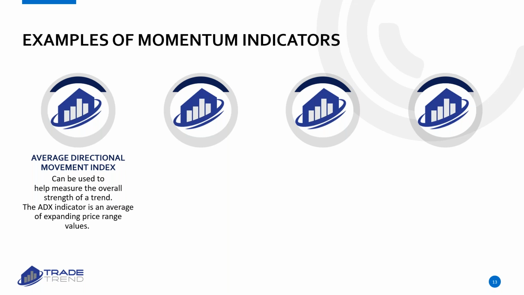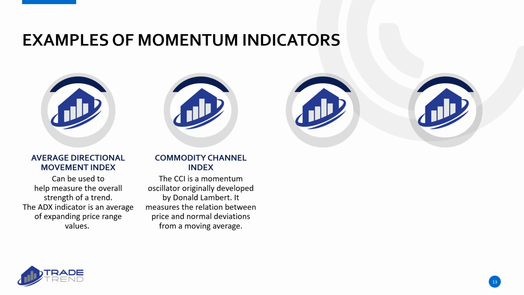It comes down to how you interpret that information and then how you apply it to a specific strategy and to the markets. So the first, many of you have probably seen, is the average directional movement index, often called the ADX. This one you can use to help measure the overall strength of a trend. It's got some valuable information, and it does have some lagging components to it, but it can be useful in live trading as well.